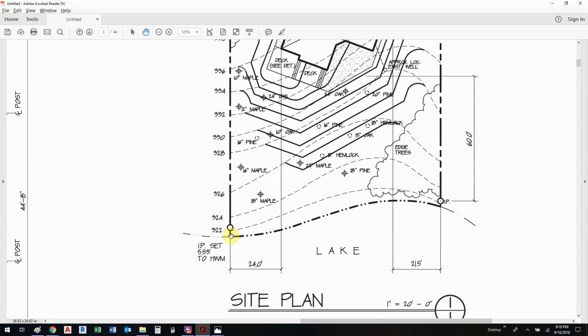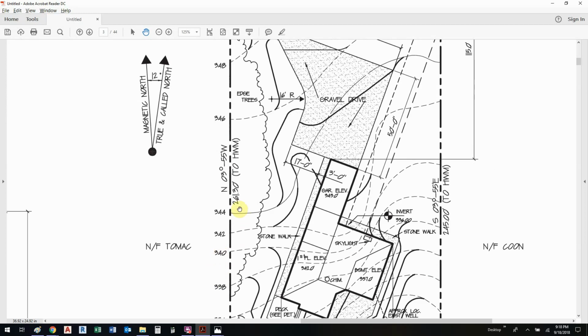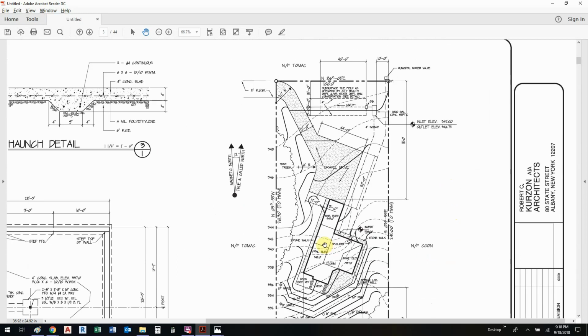All right, even though we have a pin here that's 5.53 feet in from the high water mark, this whole distance from the high water mark to this pin is 261.3 to the high water mark. Same over here, 245 to the high water mark. Hope that helps and clears that up a little bit for you.